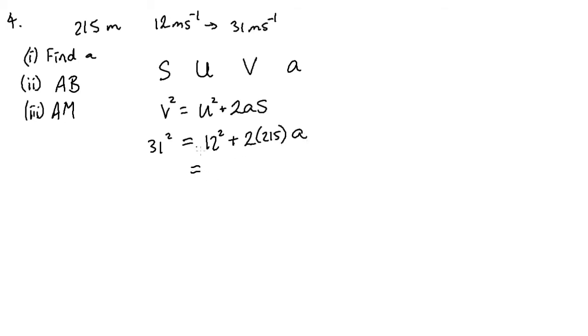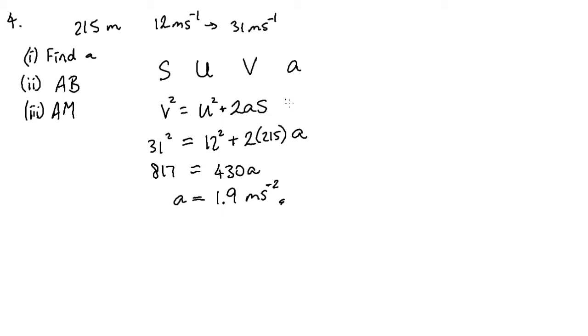And if we plug these numbers into the calculator, you get 817 equals 430a, and therefore a is 19/10 or 1.9 meters per second squared. So once we've done this, we can find AB. So the time taken to travel from A to B can be found.